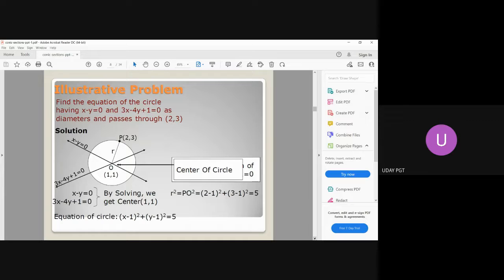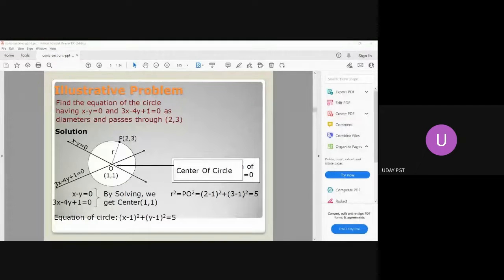On solving these two equations by any method for linear equations in two variables, like the substitution method, you are going to get (1, 1) as the center. And the equation of the circle we are going to get is (x minus 1) whole square plus (y minus 1) whole square equals 5. So how do we get the 5? Any one of you can say?